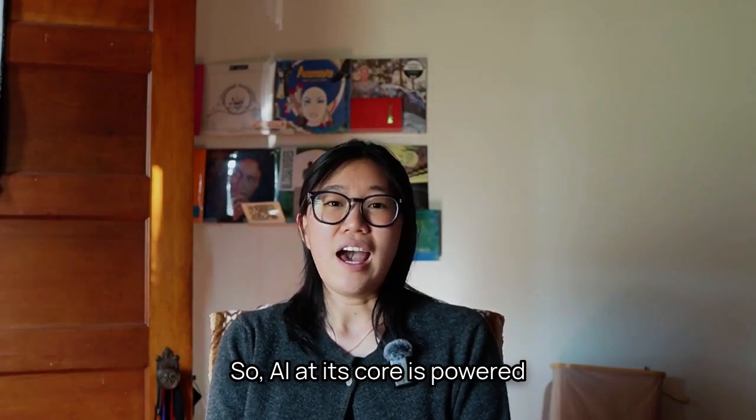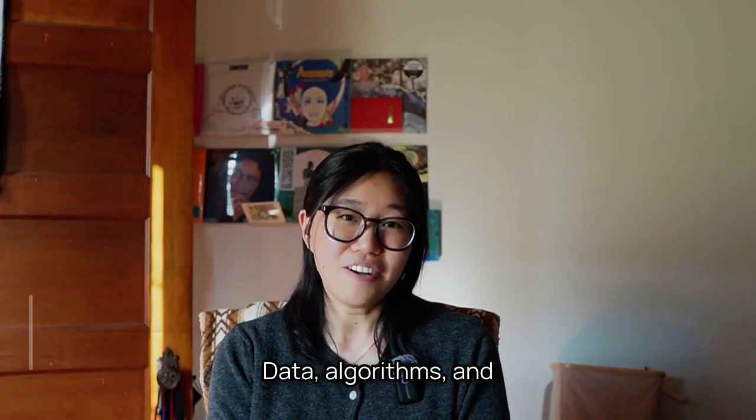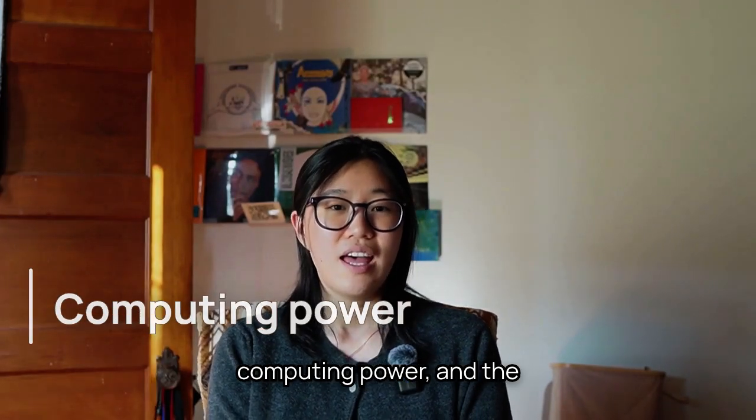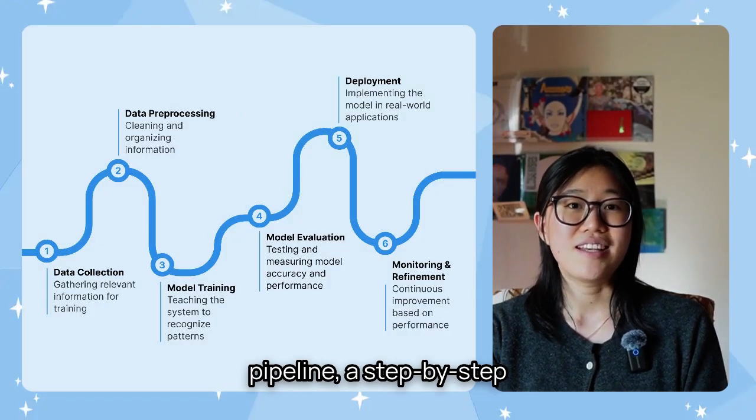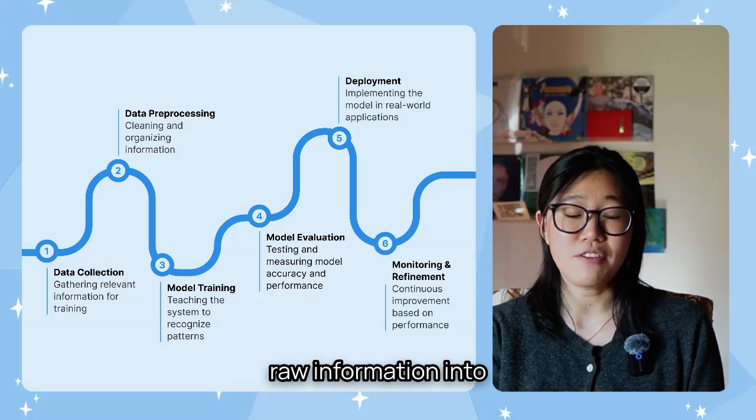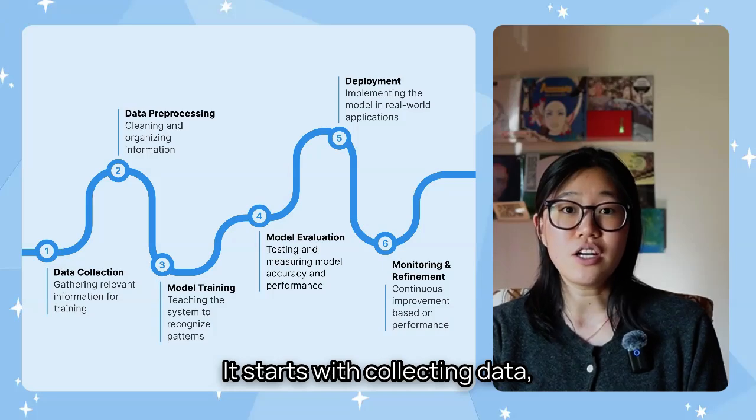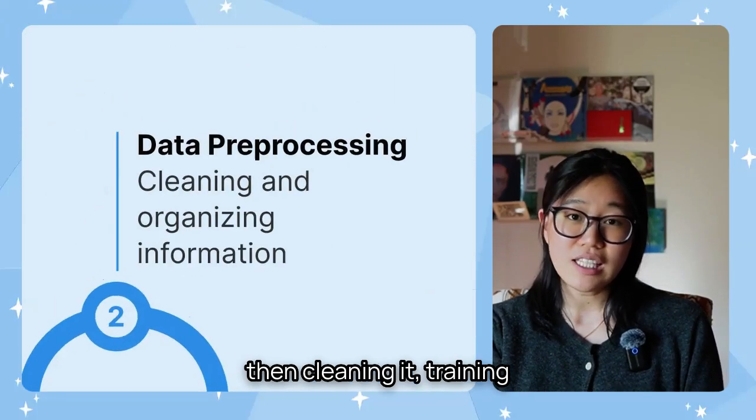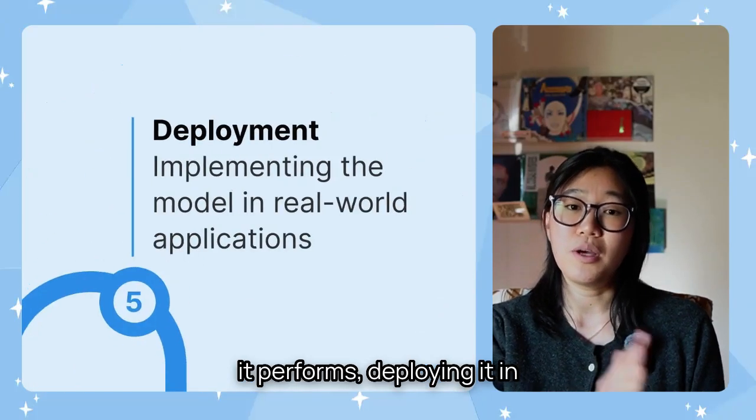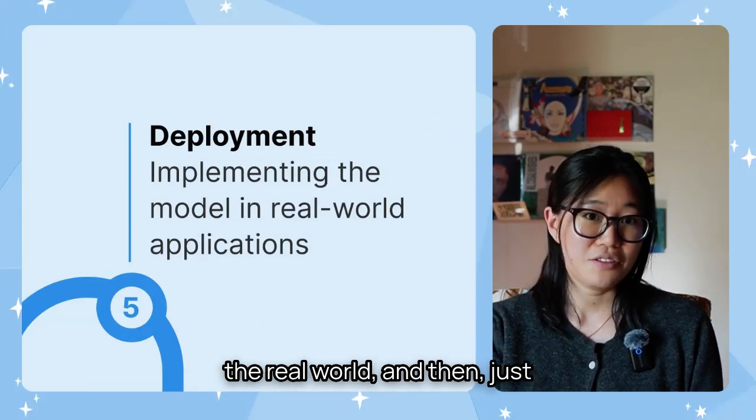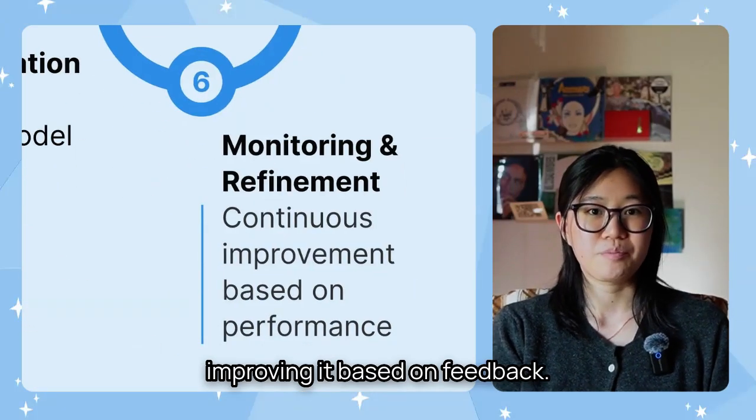So, AI, at its core, is powered by 3 ingredients: data, algorithms, and computing power. And the way these ingredients come together is called the AI pipeline, a step-by-step process that turns raw information into useful, responsive tools. It starts with collecting data, then cleaning it, training the model, testing how well it performs, deploying it in the real world, and then, just like teaching, continuously improving it based on feedback.